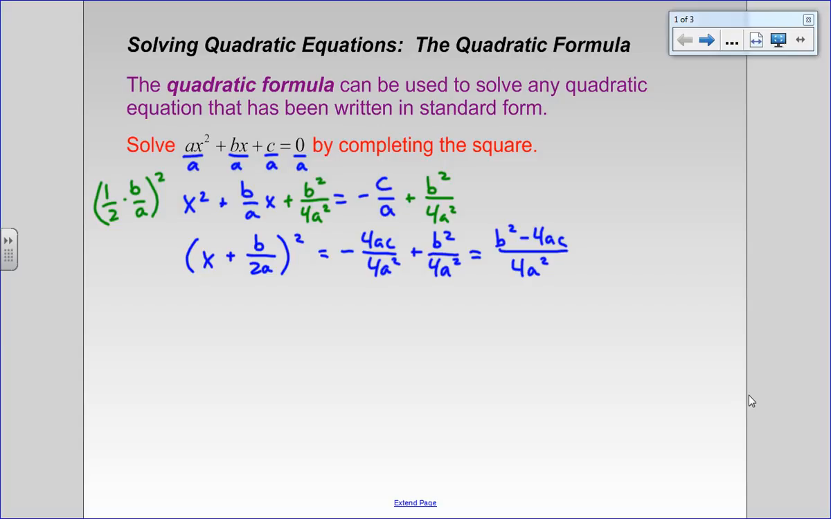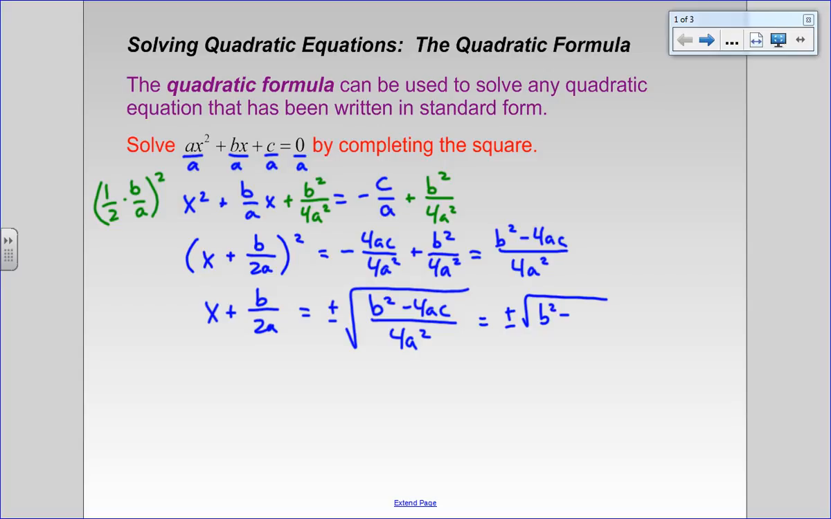Now we'll use the principle of square roots. So we can say that x plus b over 2a is equal to plus or minus the square root of b squared minus 4ac all over 4a squared. Note that the denominator of that expression on the right-hand side of the equation is a perfect square, so we can take the square root of that and rewrite it as 2a.